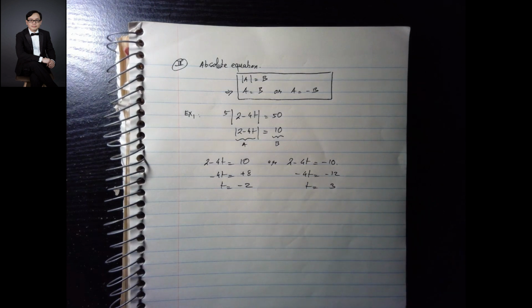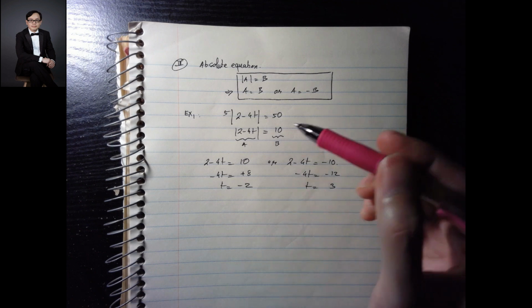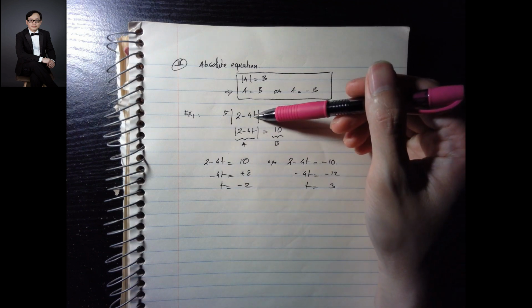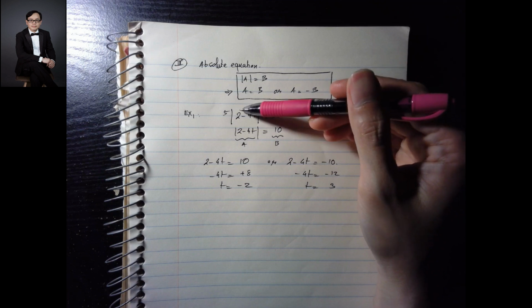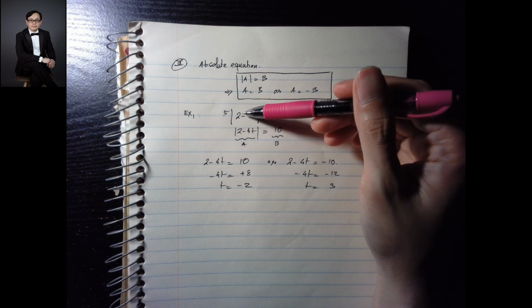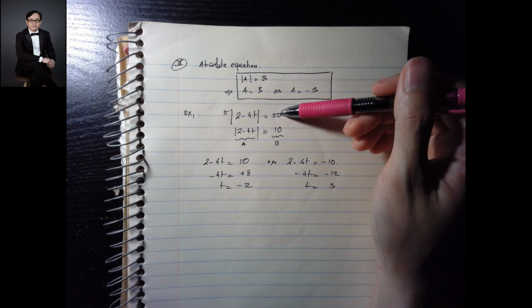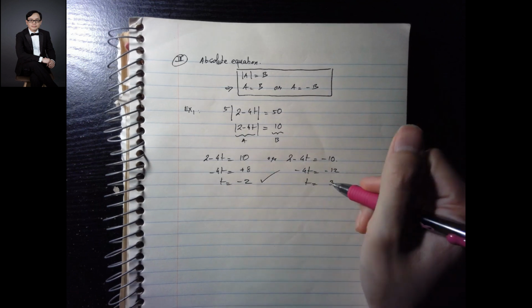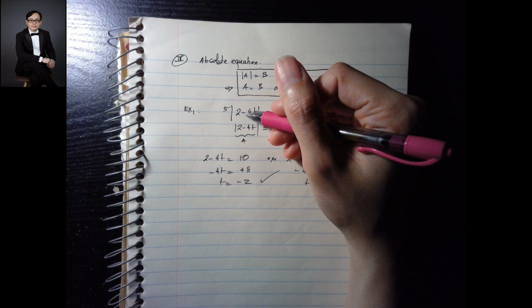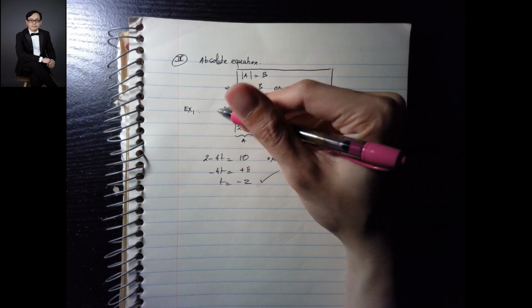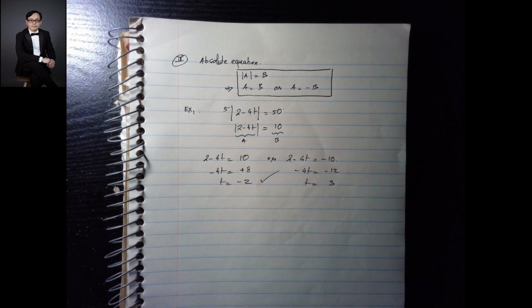And again, don't forget to check all the time. So I'm going to check -2 here: -2, -8, 8 plus 2 is 10, 5 times 10 is 50. Now 3: 2 minus 12 is -10, so absolute of -10 is 10, and 10 times 5 also gives you 50. So it works.